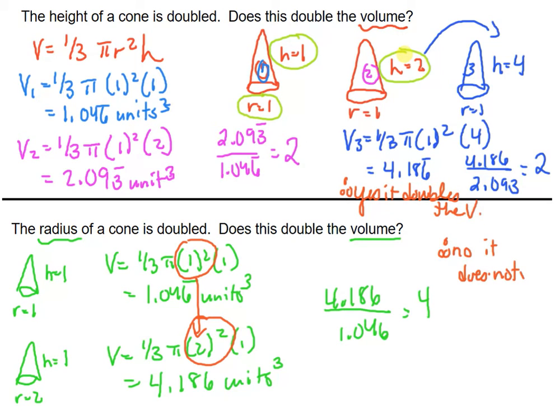Okay, and that's it. So just keep this in mind when you are getting asked questions. If something doubles the height or doubles the radius of a cone, keep in mind that we don't just double the surface area or double the volume. You can only double the volume when the height is doubled, and that's it.